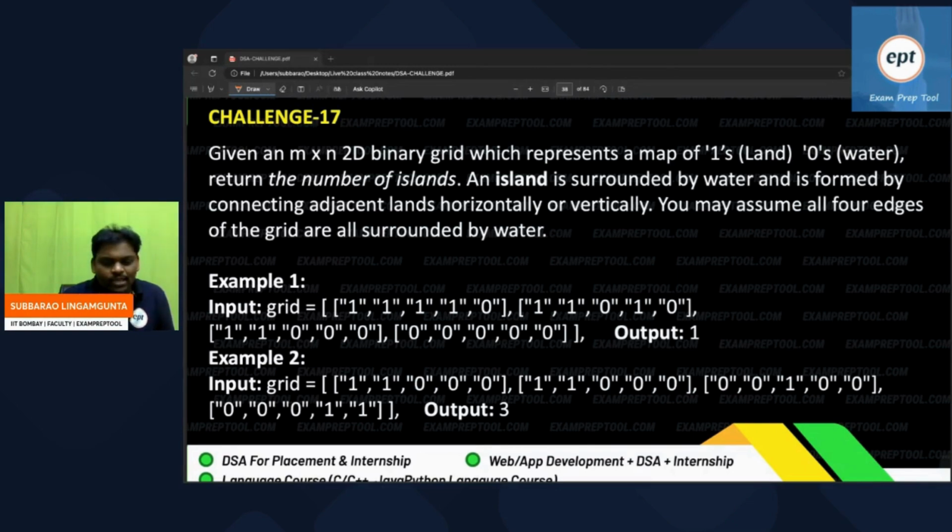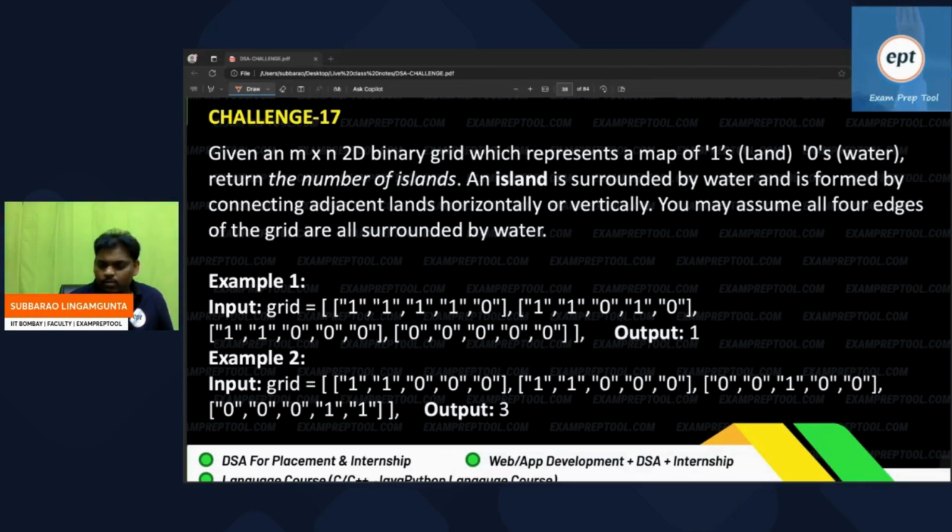So this is the last challenge I gave, challenge number 70. I explained the problem also. You can see the problem once again. We have to find the number of islands. What is the island definition, I also explained. An island is surrounded by water and is formed by connecting adjacent lands horizontally or vertically. You may assume all four edges of the grid are surrounded by water.